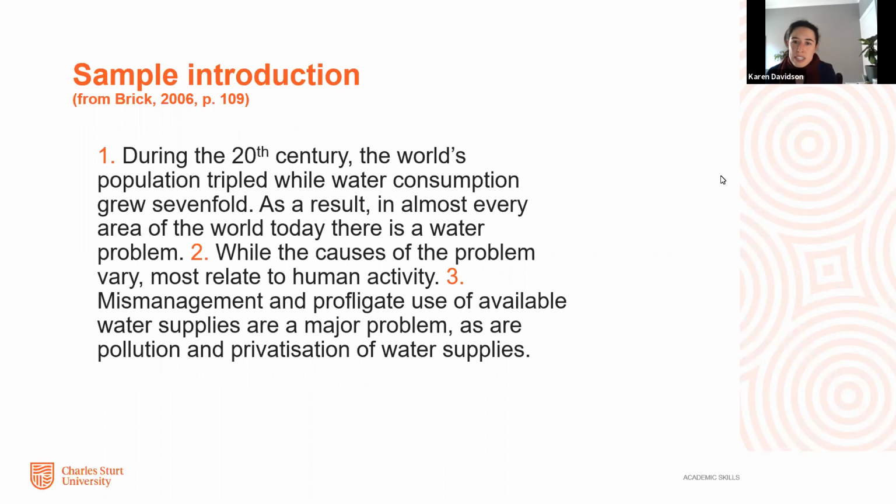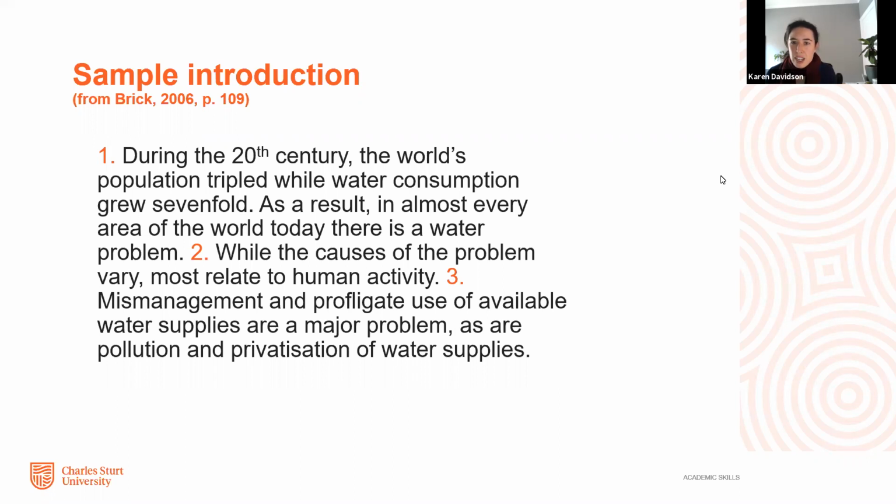So we've got: during the 20th century, the world's population tripled while water consumption grew 7-fold. As a result, in almost every area of the world today, there is a water problem. While the causes of the problem vary, most relate to human activity. Mismanagement and profligate use of available water supplies are a major problem, as are pollution and privatisation of water supplies.